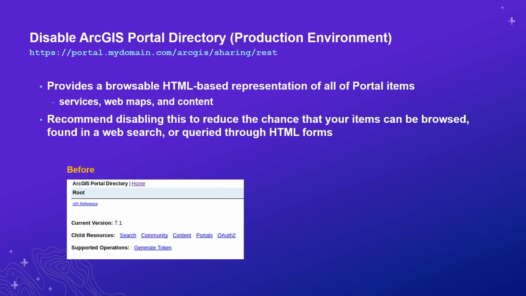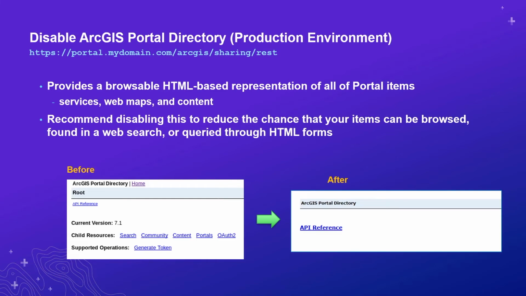Next, in a production environment, we want to consider disabling the ArcGIS portal directory. Similar to ArcGIS Server's REST directory, the portal directory provides a browsable HTML-based representation of all portal items, services, web maps, and content. It also provides ways to search for users, portals, and other items within the portal available through the sharing API. Esri recommends disabling this option to reduce the chance that your items can be browsed, found in a web search, queried through HTML forms, or otherwise enumerated.